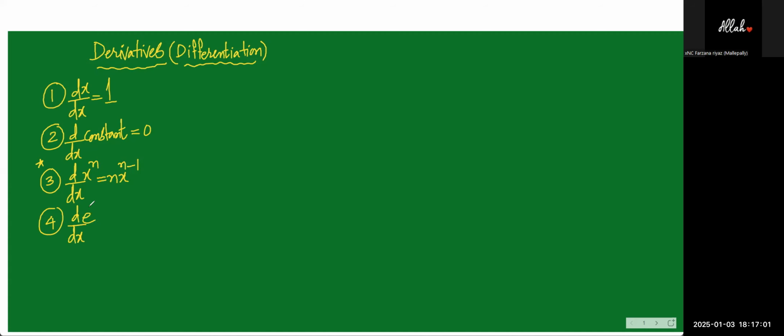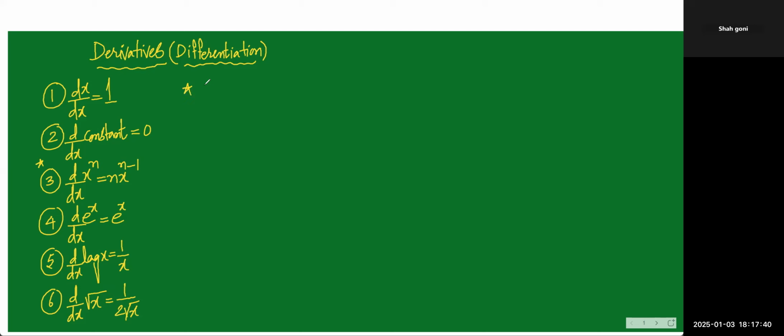E power x. Derivative of e power x, exponential function derivative will be e power x only. Derivative of logarithmic function, log x, derivative is 1 by x. Then we had one more, d by dx of square root of x. That will be equal to 1 by 2 root of x. This is all about general functions.